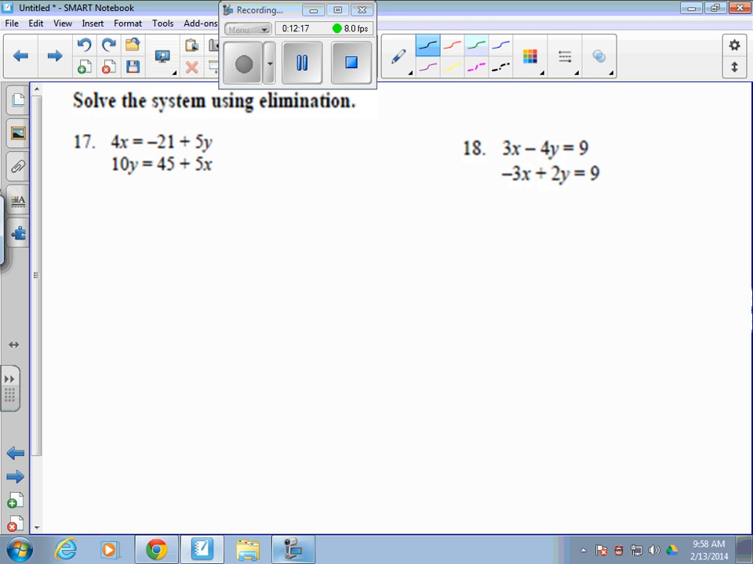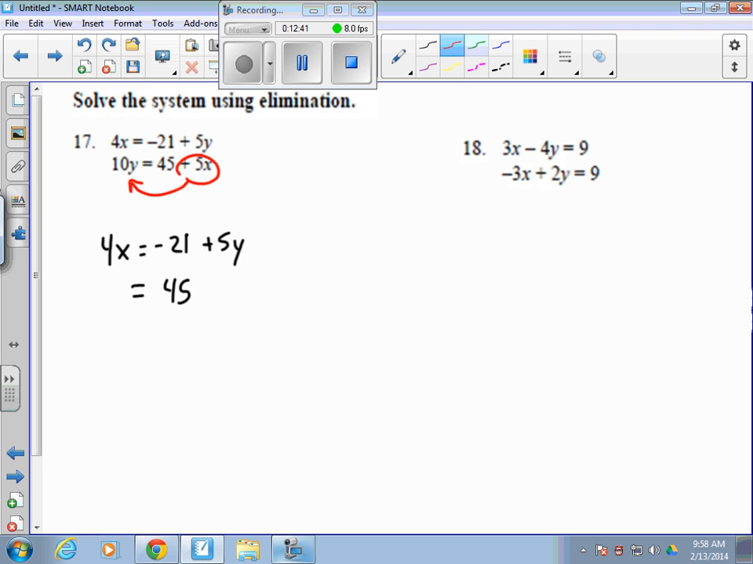So the first equation says 4x equals negative 21 plus 5y. Let's move everything over. We still want the equals to be right there. We still have 45 right next to it. We're not going to move that one. We're going to leave it alone. But we're going to swap the x and the y values to make them line up in the right spot. 5y, we want to move it to the opposite side.